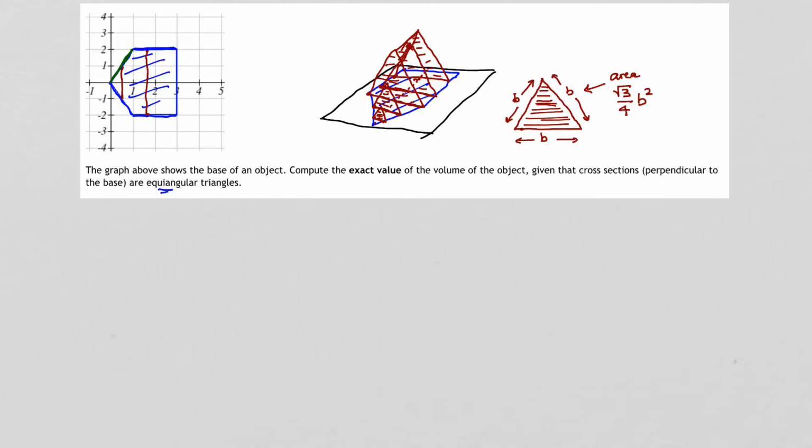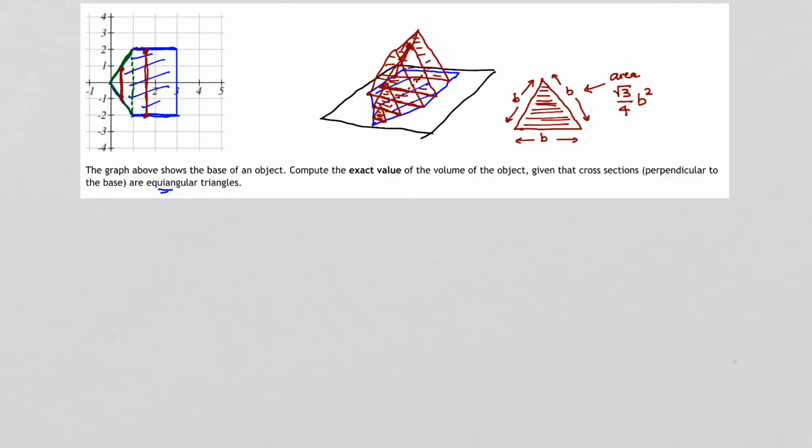Let me be more specific. I'm going to first integrate my triangle portion right here, because the lengths of each of these triangles are determined by this distance that runs along this green top and this green bottom. Then I'm going to look at all the rest of the equilateral triangles, because those bases run along this function, the blue function here.